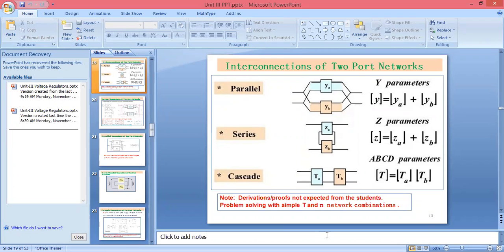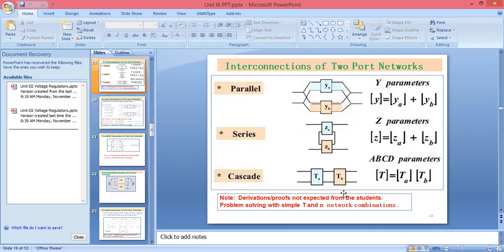Here, Y parameters are compatible for building parallel interconnections. In this circuit, I have taken two Y port networks twice and I am connecting these devices in parallel. So we can call this the parallel two-port network. If you calculate the Y parameter for this parallel network, you will get the addition of the admittance for port 1 plus the admittance for port 2. Here we are using port A and port B, so the Y parameter will be equal to YA plus YB.